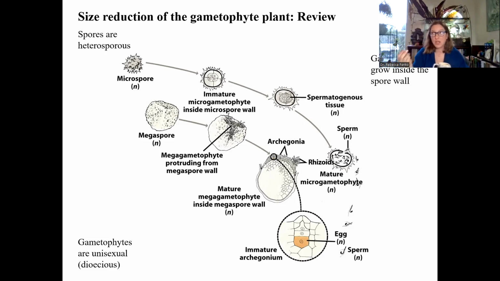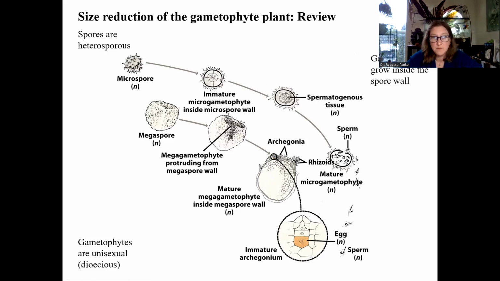Dioecious and monoecious refer to having sex organs. Who has sex organs? The gametophyte plant has sex organs. So yes, if you have a heterosporous sporophyte plant, it will make two types of spores. They will grow into two types of gametophyte plants that will be dioecious. Very good.